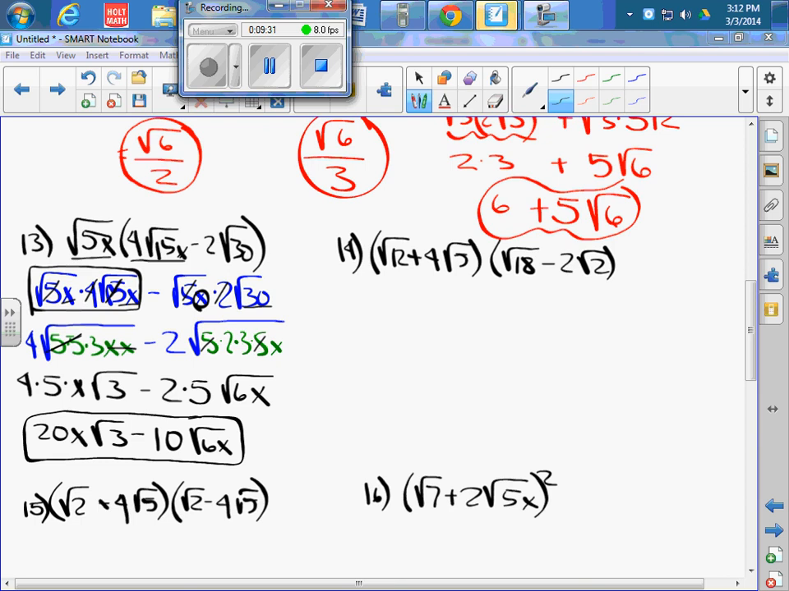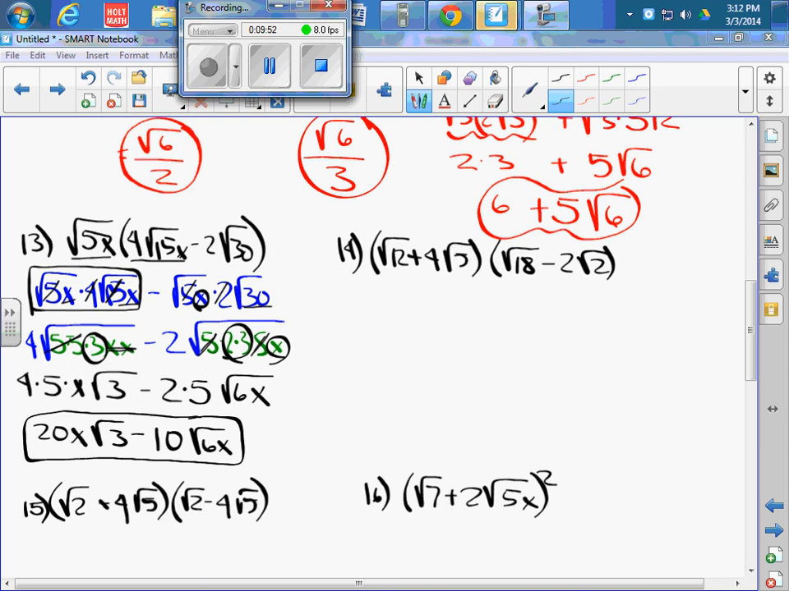So I have 4 times, pull out the 5, pull out the x, 4 times 5 times x. Radical 3 stays behind. Minus, the 2's already out. This 5 and this 5 get pulled out. 2 times 3 is 6, so we have 6x underneath the radical. So you have 20x radical 3 minus 10 radical 6x.